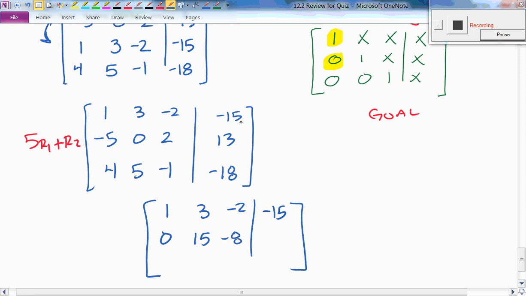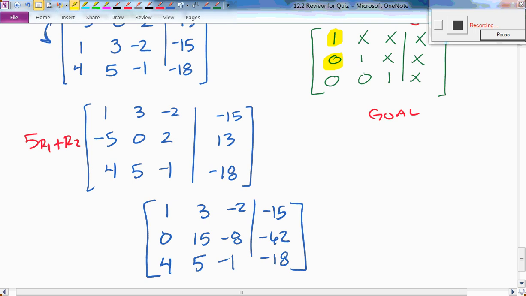5 times the -15, -75. Plus 13. -62. Very good. Just don't mess that up, okay? 4, 5, -1, -18. Good. So far, so good? All we're doing is multiplying and adding. Okay, we're just multiplying and adding. Can everyone in this room multiply and add? Yes, I would hope so too.